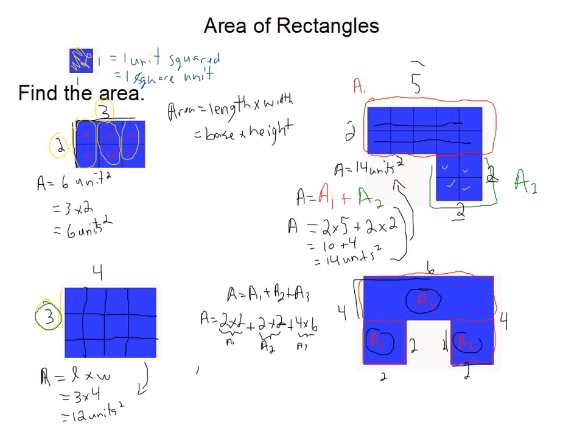Then you can go to your calculator or do some mental math, whatever you're most comfortable with. 2 times 2 is 4. Plus another 2 times 2, which is 4. Plus the 4 times 6. 4 times 6 is 24, and then we just add these all together. 4 plus 4 is 8, plus 24. 24 and 8 gives us 32 units squared. And again, we're talking area, so we measure in units squared. So that's how we can find the area of rectangles when we have a grid and when we don't have a grid.